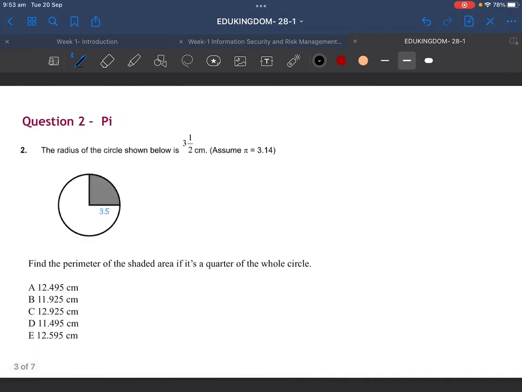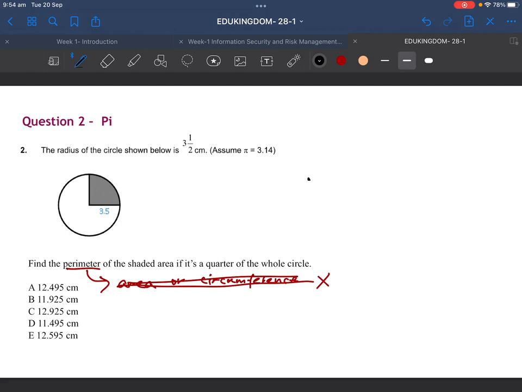Okay, let's move on. So question 2. The radius of the circle below is 3.5 centimeters. Assume pi is 3.14. Find the perimeter of the shaded area if it's a quarter of the whole circle. Now, the first mistake that you might have made here is reading perimeter as area, right? Or perhaps even just circumference, okay? And as we know, this is wrong. We should not do that, because it asks for the perimeter. So let's actually find what it's asking for.